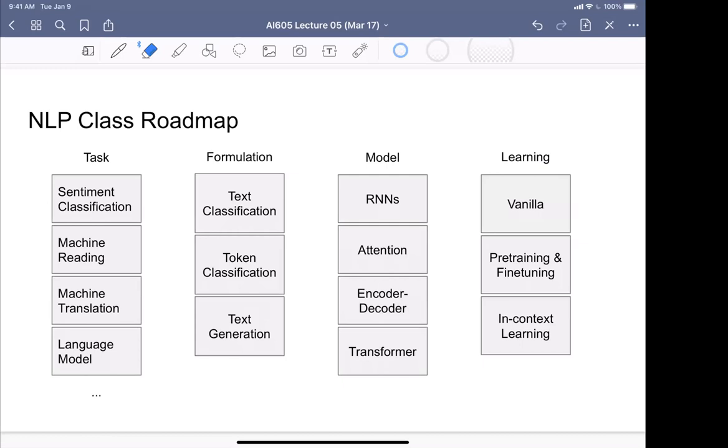And we talked about a few models. So we started with RNNs. Now we're going into attention and we'll be talking about encoder and decoder. And then recently, most models are transformer based these days, so we want to definitely cover that. And learning mechanisms. We only talked about vanilla learning mechanisms, but soon you will see that modern NLP is predominantly dependent on pre-training and fine-tuning. And more recently, such as GPT-3, we have been seeing something like in-context learning, which is a bit different from the previous ways of learning. So these blue things are what we covered up to now, and the rest will be what we'll be covering in the rest of the class. So hopefully that was a good summary.